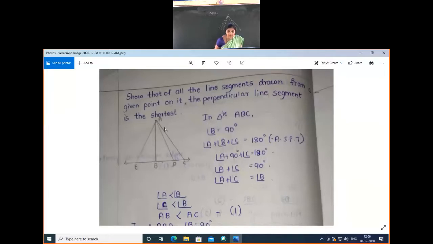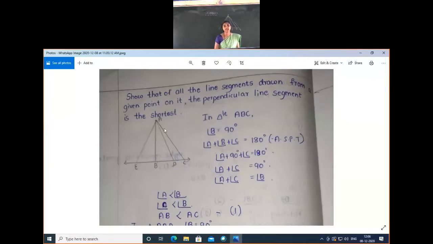Now apply the angle sum property of a triangle for this. Angle A plus angle B plus angle C is equal to 180 degrees. No, angle sum property of a triangle. If angle B is 90 degrees, then you can guess the value of A plus C using the angle sum property of a triangle. What is the sum of angle A and angle C? That is 90 degrees again.